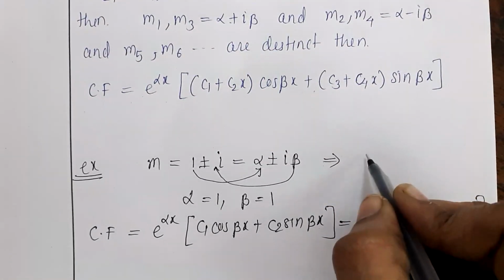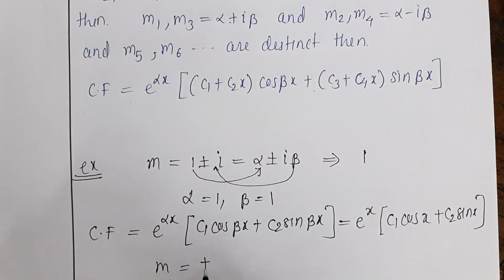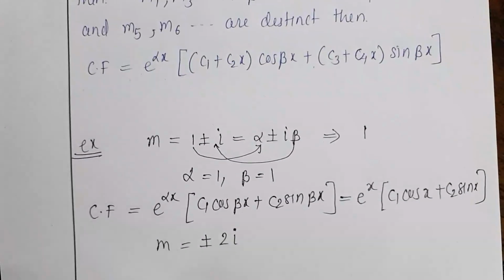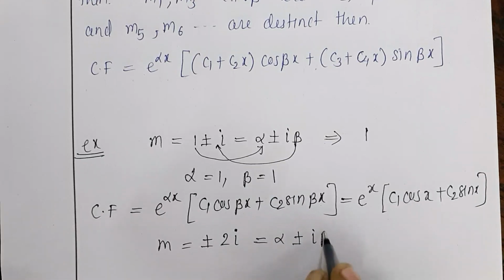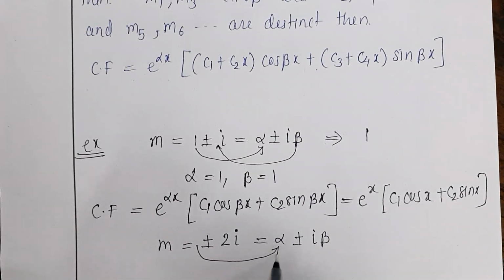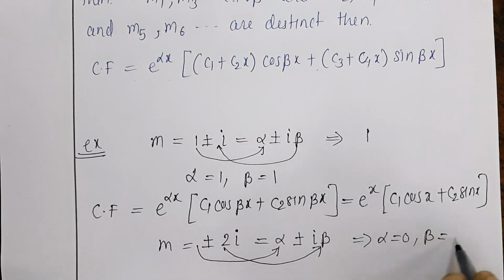One more example: if the roots are m equal to plus minus 2i. Now again compare this with alpha plus minus i beta. What is the alpha value? Here no real term is present, which means alpha value is 0. And what is the value of beta? Alpha is equal to 0 and beta is equal to 2.